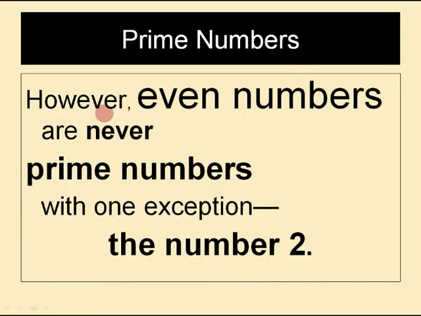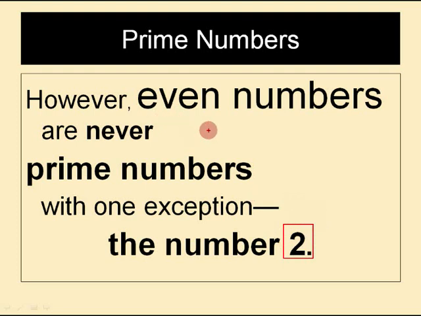So prime numbers, however, even numbers are predominantly non-prime numbers. All even numbers are not prime numbers. They are never a prime number. But there is only one exception. Exception means the only one that defies the rule. Defy means going outside the rule. 2 is an even number, but is also a prime number.